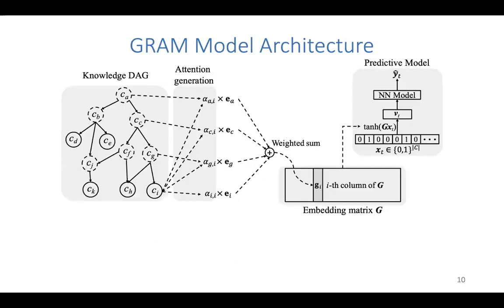So we're going to look at something called the GRAM model architecture. GRAM is the first work that tried to inject this DAG-structured knowledge into neural networks. Let's assume that this is our knowledge DAG, knowledge directed acyclic graph. The ones in the dotted circles are the ones that are latent. Latent meaning they are concepts, but we don't see them in the EHR. The ones that we actually see in the EHRs are the leaf nodes.